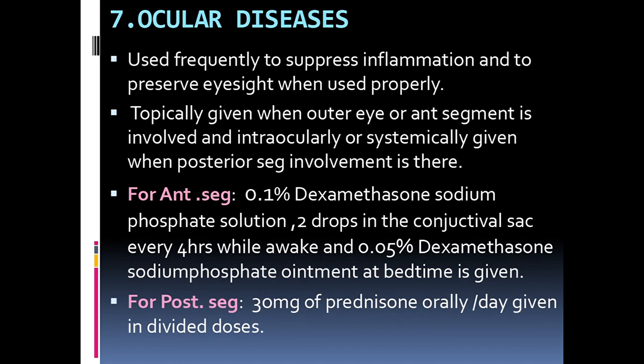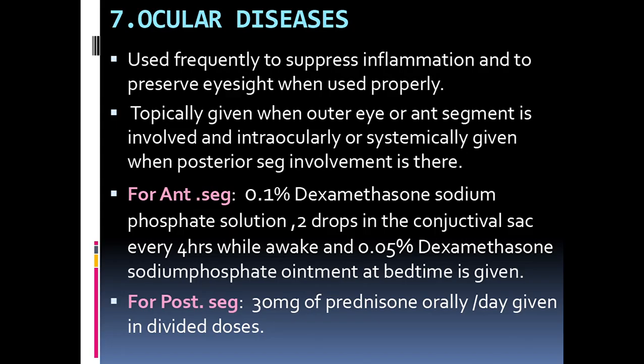Then ocular diseases. Glucocorticoids are used frequently to suppress inflammation and to preserve eyesight when used properly. Topically given when outer eye or anterior segment is involved, and intraocularly or systemically given when posterior segment involvement is there. For anterior segment, 0.1% dexamethasone sodium phosphate solution, 2 drops in the conjunctival sac every 4 hours while awake, and 0.05% dexamethasone sodium phosphate ointment at bedtime is given.